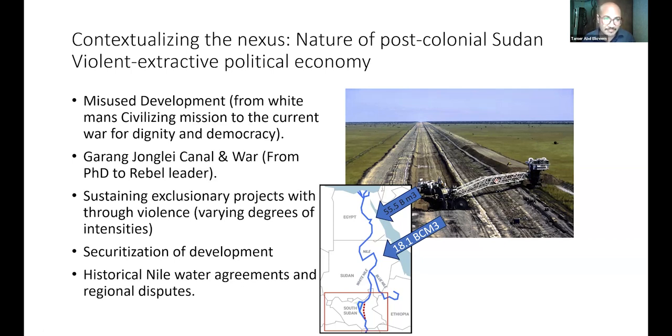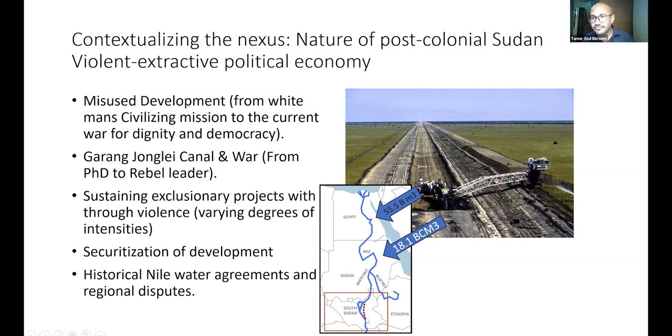it shows the misused development, water and energy related. John Garang, he did his PhD. Actually, I was reviewing it even yesterday to take some notes. Of course, I can't bring it here, but his PhD was about this Jonglei Canal. It is in South Sudan here, this red dot here. When I say here, do you see the arrow? Yeah.